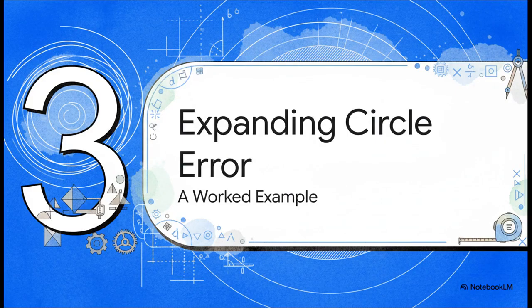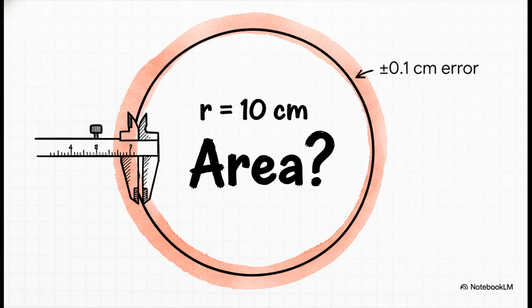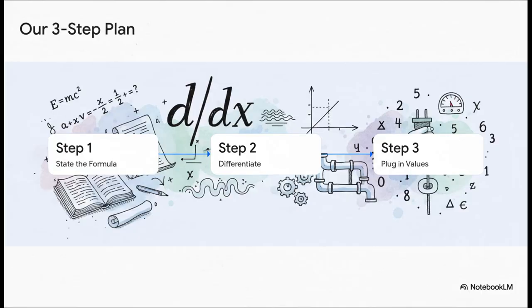Okay, theory is one thing, but let's see this in action. It's time to get our hands dirty with a worked example so we can see how this plays out in the real world. Okay, so here's the setup. We measure a circle's radius and get exactly 10 centimeters. But no measurement is perfect. Let's say we know our tool could be off by plus or minus 0.1 centimeters. The big question is, how much could that tiny error in the radius throw off our final calculation for the circle's area?